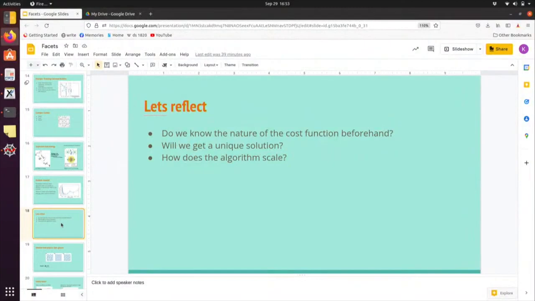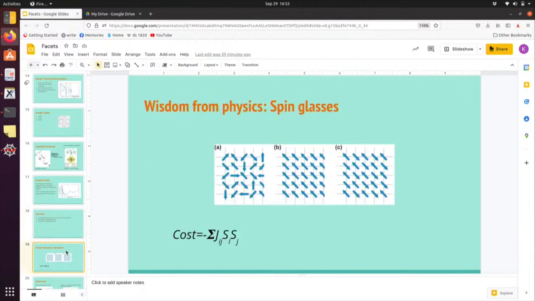Again, we don't know whether you get unique solutions or not. There are many, many things we have no idea about. Okay, so now I'm going to tell you a story. And the story is about how our university sort of evolved.